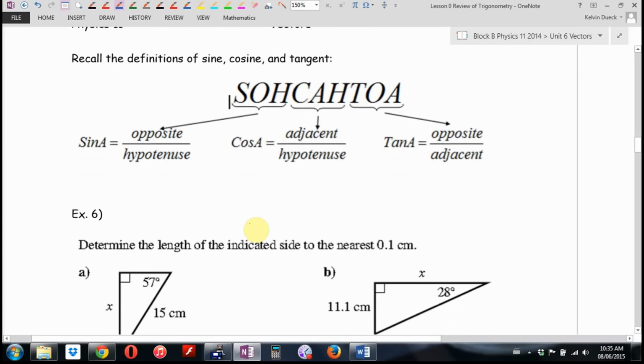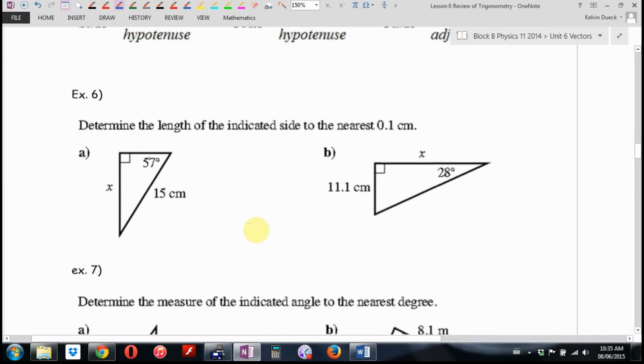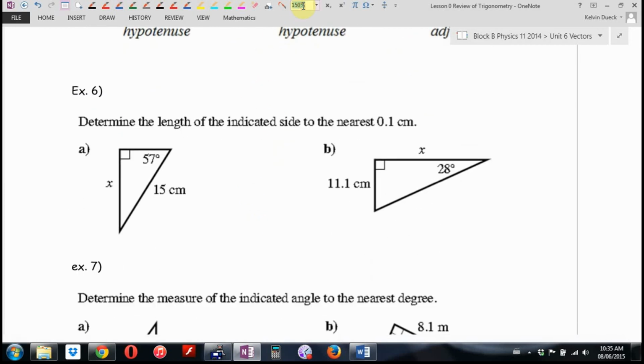We defined sine of a triangle as the opposite side divided by the hypotenuse side. The cosine of a triangle was the adjacent side divided by the hypotenuse, and the tangent of a triangle was the opposite side divided by the adjacent side. And we gave you this acronym of SOHCAHTOA, which told us what? Well, it told us if we know any two things, I can find the third. Example 6 says, determine the length of the indicated side.